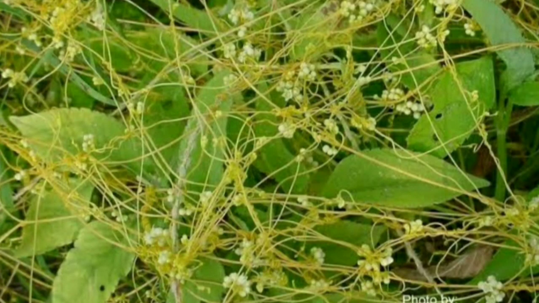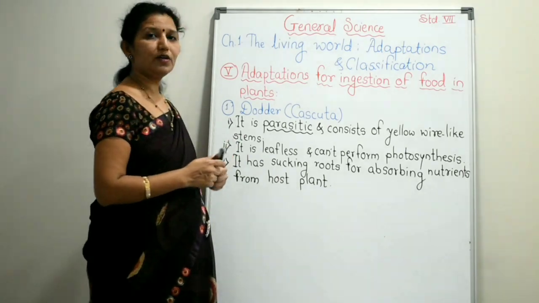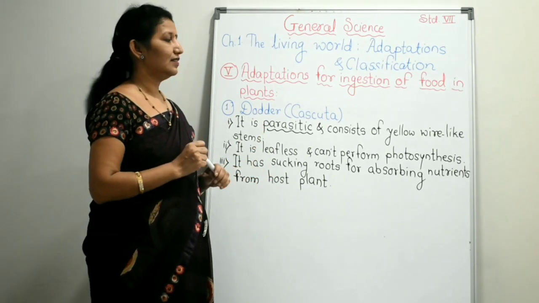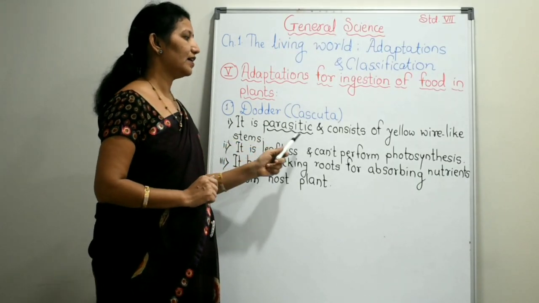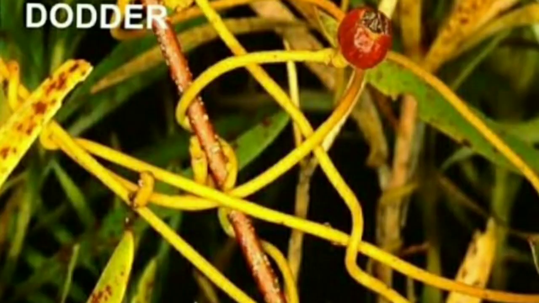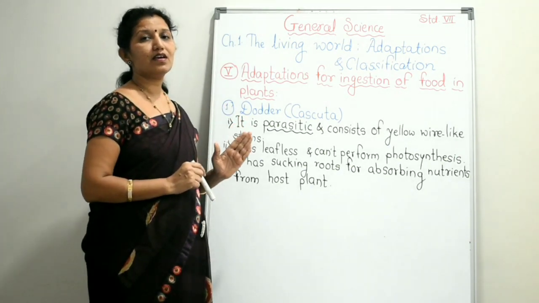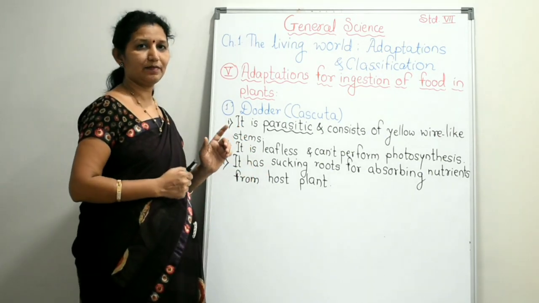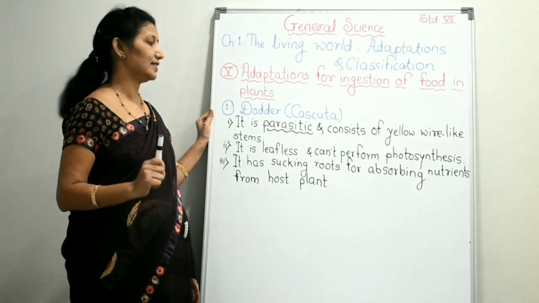Parasite means it depends on another plant for its nutrition, and it cannot prepare its own food because it cannot perform photosynthesis. That's why it is not green in color also. It is a parasitic plant and it consists of yellow wire-like stems. Because of these yellow stems, they are not green in color and it cannot perform photosynthesis because it lacks chlorophyll, that is the green pigment which helps in the process of photosynthesis.